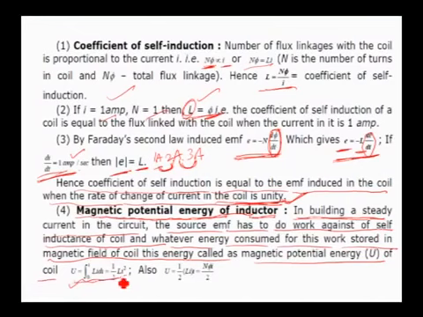We have a derivation also, that is the integration from 0 to I of L I dI. I am writing the final expression. This is the final expression: U is equal to half L I square, where L is the self-inductance of a coil or coefficient of self-induction and I is the current. The same expression can also be expressed as N phi I by 2.